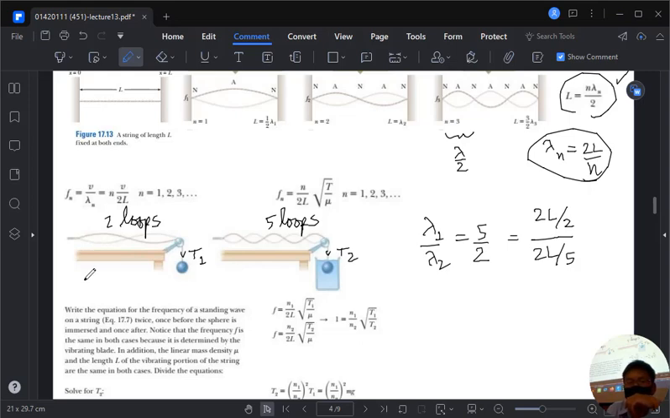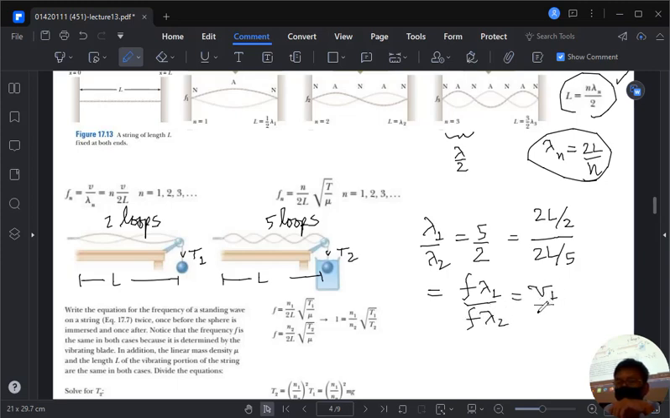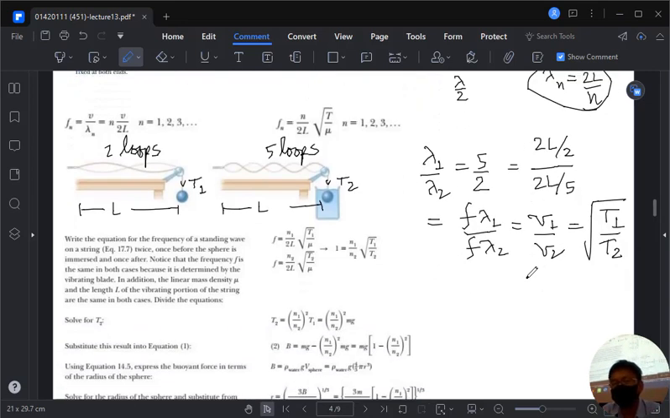I hope you can see it. This is L. This is the same L. All right? So you get that. You know the ratio with the same frequency, you could multiply by the same frequency, which comes to V1 over V2, which is square root of T1 over T2. So T1 over T2 is 25 over 4.